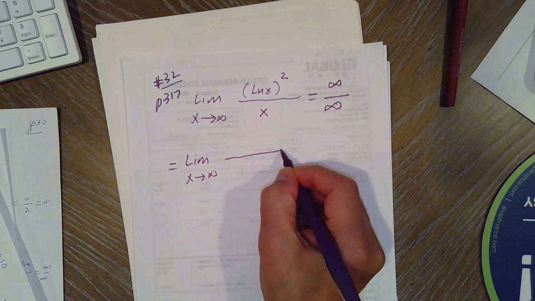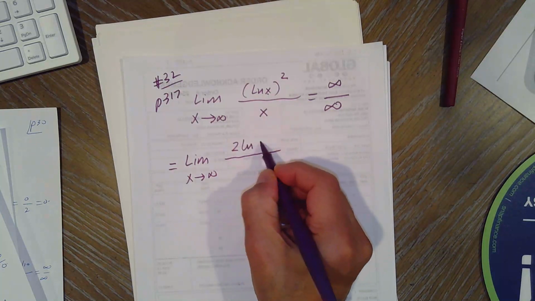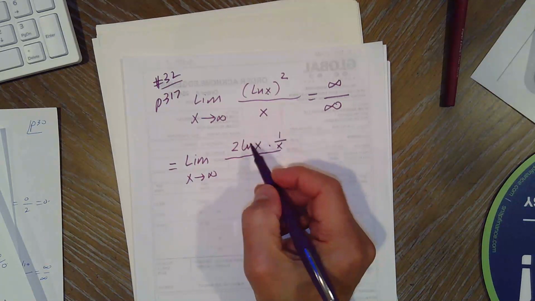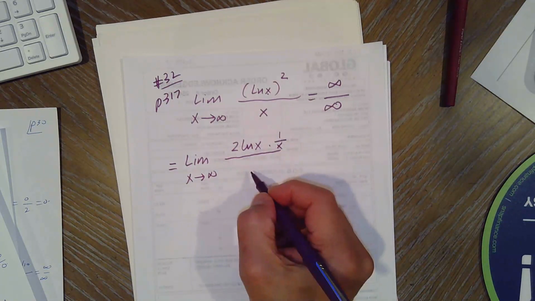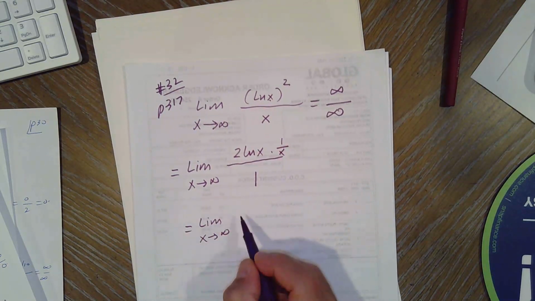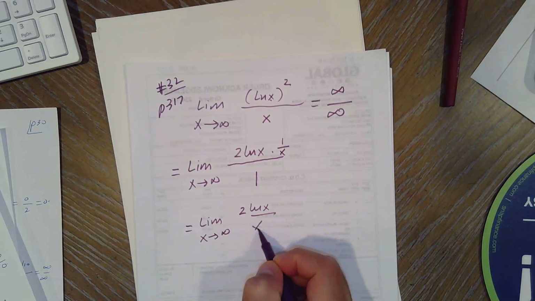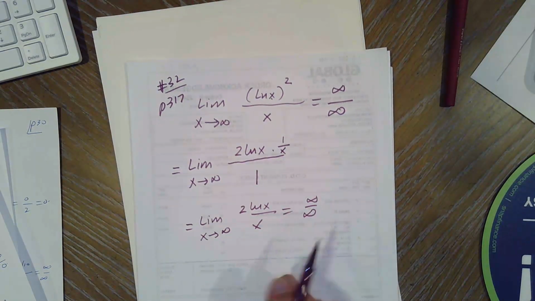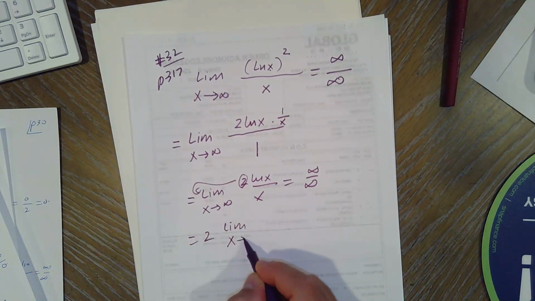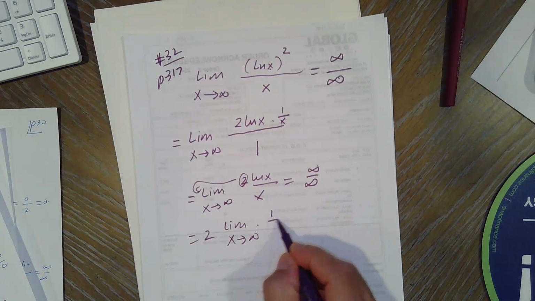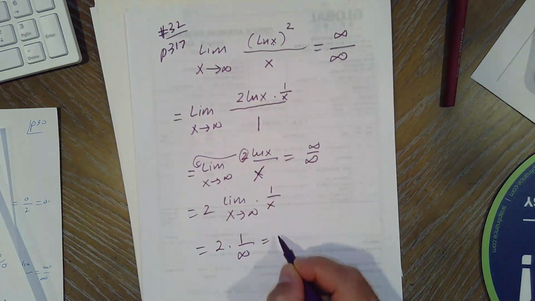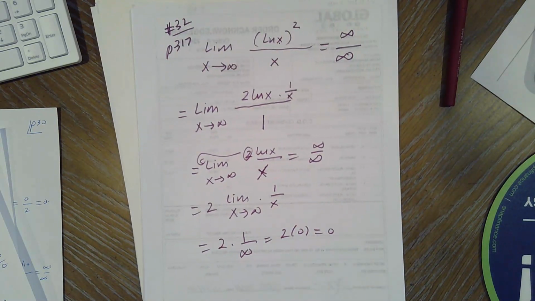We find the derivative of ln x squared, which is 2 ln of x times the derivative of ln of x, which is 1 over x, and then the derivative of x is 1. So this is the limit as x goes to infinity of 2 ln of x over x, which is still infinity over infinity. We can pull the 2 out, it's a constant. Now we're going to do the derivative again. The derivative of ln of x is 1 over x. The derivative of x is 1. So it's 2 times 1 over infinity, and 2 times 0 is 0.